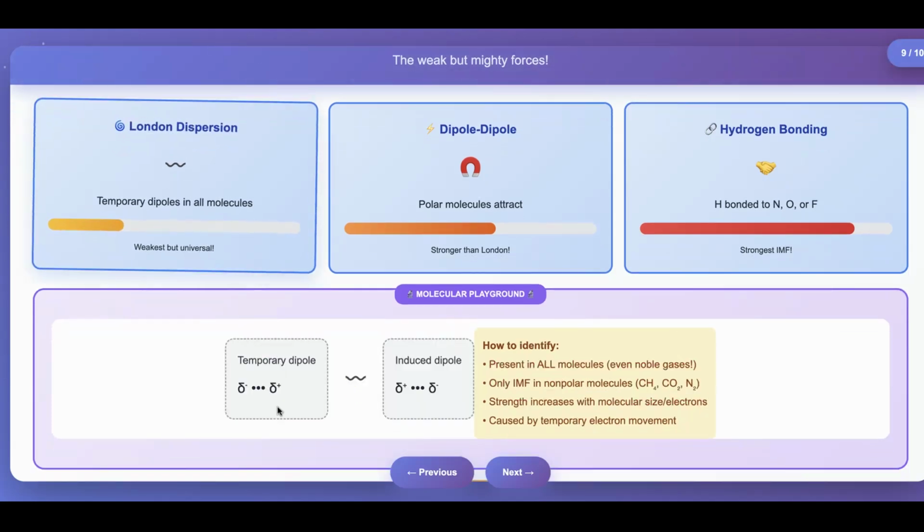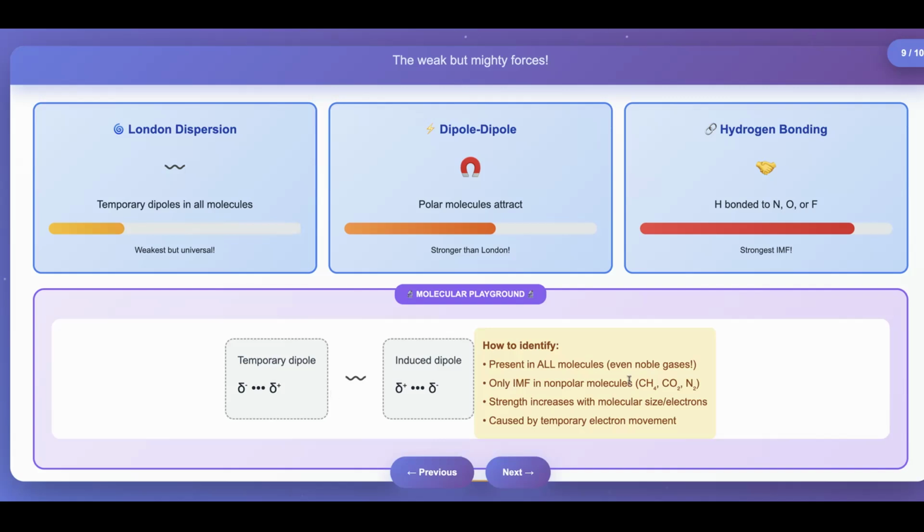The London dispersion forces are the weakest ones. They are present in all molecules, even in the noble gases. Remember this: the only intermolecular forces in nonpolar molecules are London dispersion. The strength increases with the increase of the number of electrons or the molecular size, and is caused by temporary electron movement.